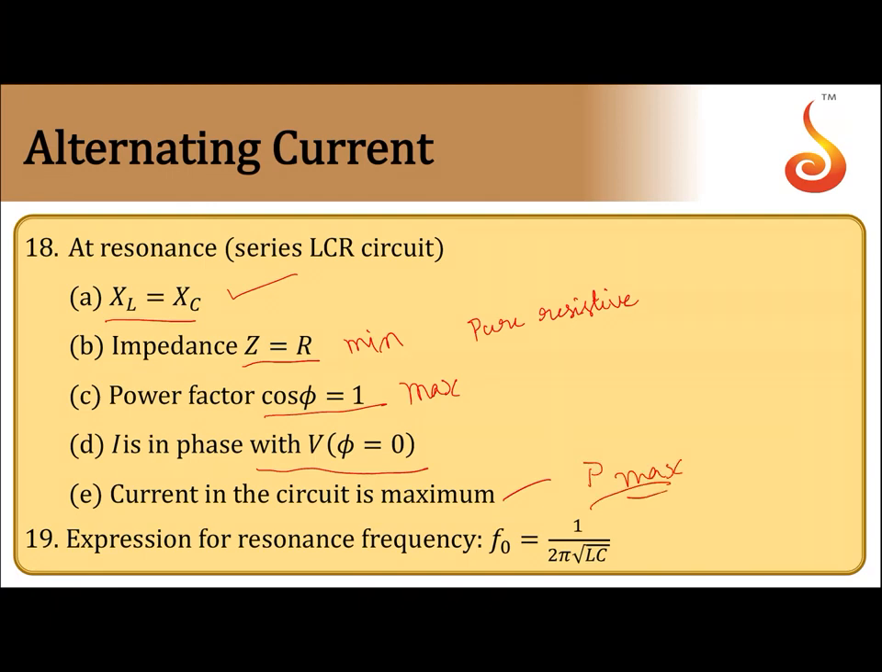Then the expression for resonance frequency is given by f naught is equal to 1 divided by 2 pi root LC, where L is inductance, C is capacitance. Notice one thing, resonant frequency is independent of resistance.